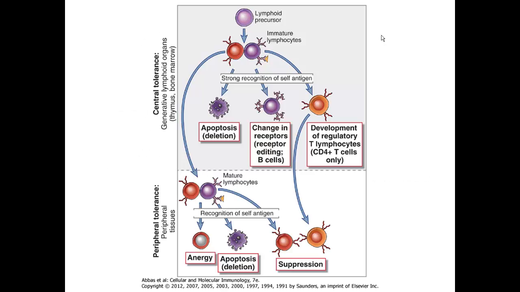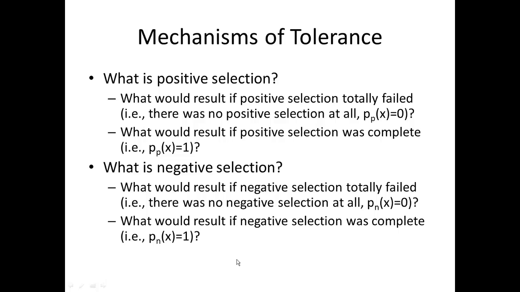This is just a diagram illustrating that central tolerance, which occurs in the upper box, can occur because strongly stimulated lymphocytes die by apoptosis. The B cells can change their receptors, that's B cell receptor editing, or oftentimes T cells can become regulatory cells. In the periphery, these regulatory T cells can actually suppress other T cells or B cells, and other lymphocytes that are activated can become anergic or die by apoptosis.